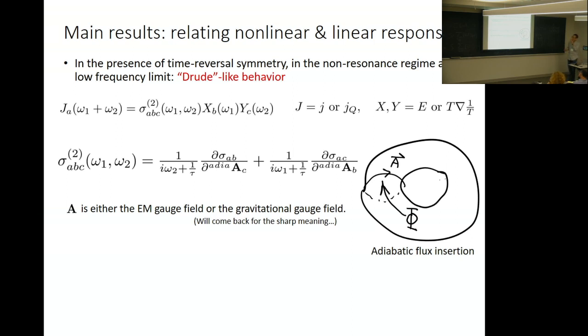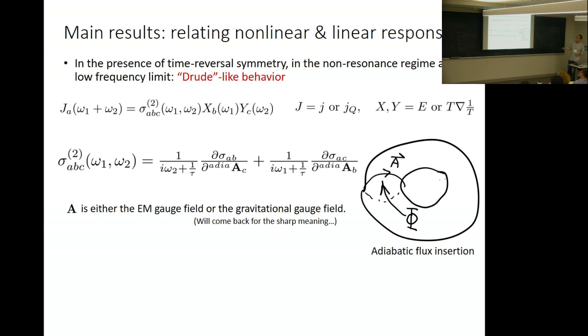So the main result is this relation between the nonlinear and the linear responses. I mentioned that we were applying some field, maybe an electric field or temperature gradient, and I measured some current. And in this low frequency regime, we indeed have this true behavior. And this contribution is related to exactly this adiabatic derivative of the linear response with respect to the flux insertion or the gauge field insertion. So depending on whether you're dealing with thermal or electric, this A can be either a gravitational gauge field or this electromagnetic field. So this has a sharp meaning, which I will mention in a second.